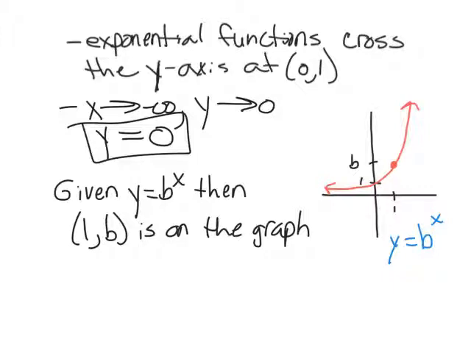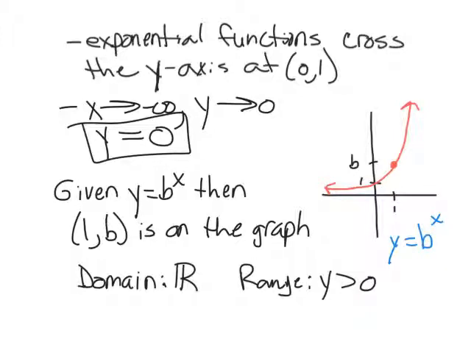Given my function y equals b to the x, where b is the base and x is the exponent, this point is always on the graph: (1, b). If I move to the right 1, I go up the amount of the base, because b to the first is going to be b. That's always on the graph.